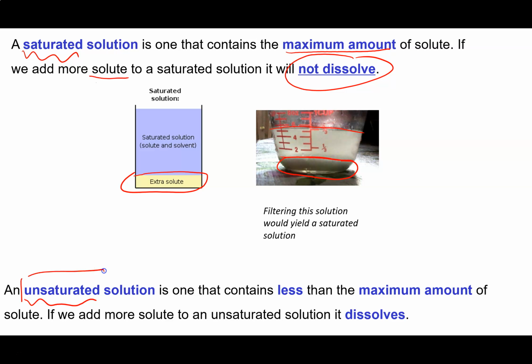Now, an unsaturated solution is kind of just the opposite from a saturated solution. It's one that has less than the maximum amount of solute. And we can tell that we've got an unsaturated solution because if we add more solute to it, it'll dissolve and it'll just disappear into the solution. So it's pretty easy to distinguish a saturated from an unsaturated solution using this concept.